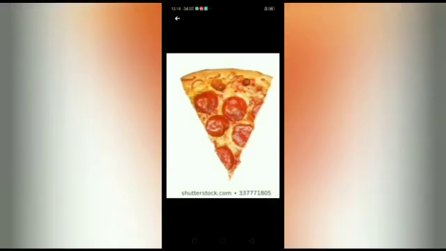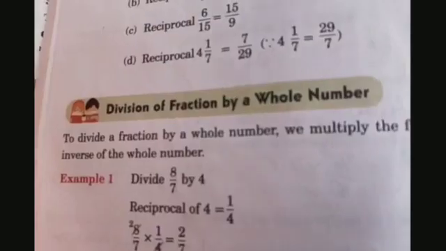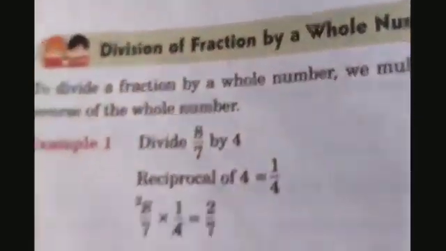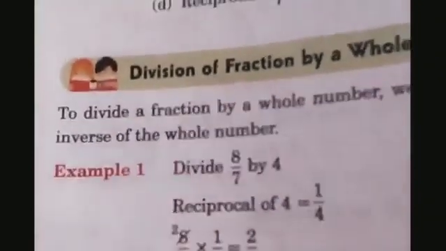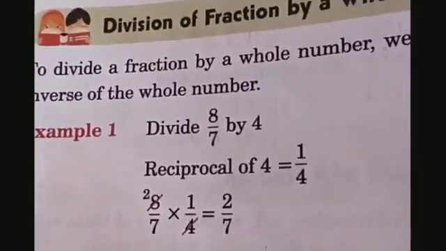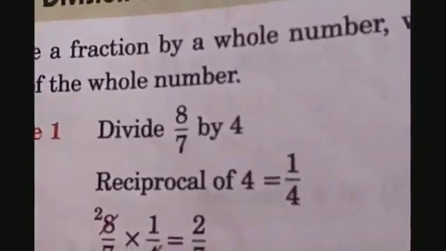So we will multiply the value with the reciprocal. That means half multiplied with 1 by 3. So we'll get the value 1 by 6. So when we divide a fraction by a whole number, what do we do? We first find the reciprocal of the whole number and then multiply. If the word "by" is written, then also you need to divide.